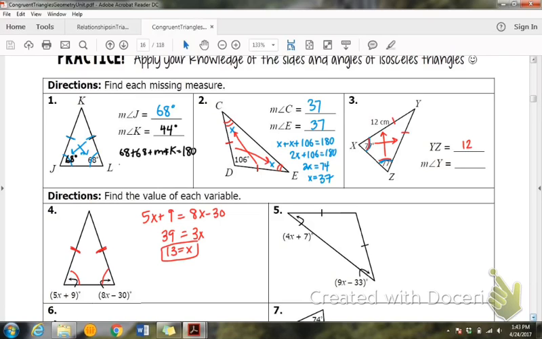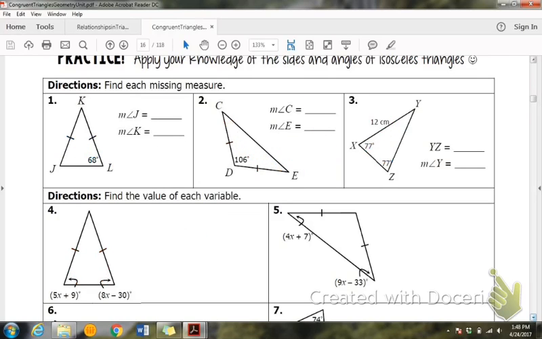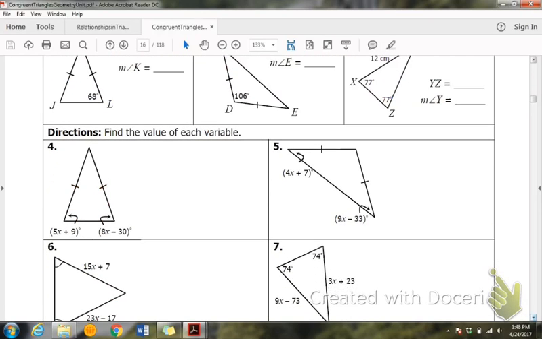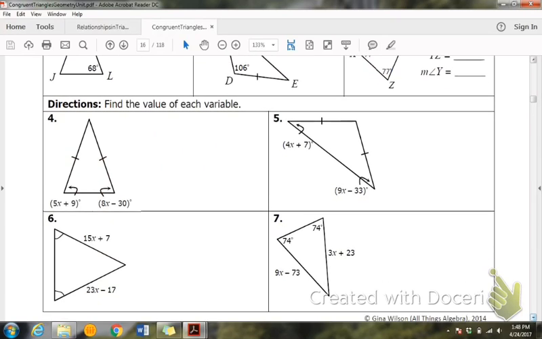Yes. I'm sorry, what'd you say, Ashley? Yep, because the directions said to find the value of each variable. So number 6, you know that the angles are congruent, which means what about the sides there on number 6? The sides are congruent. So let's go ahead and mark them congruent, because remember you get points for marking your diagrams.